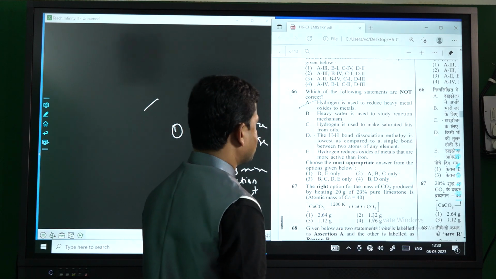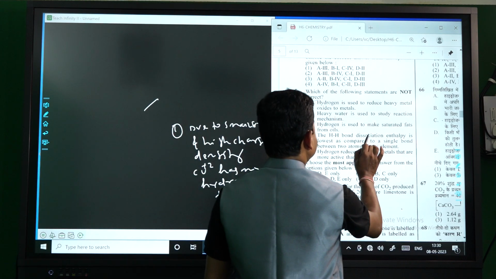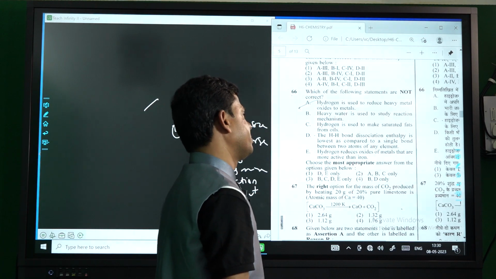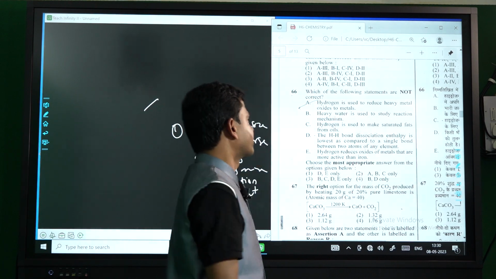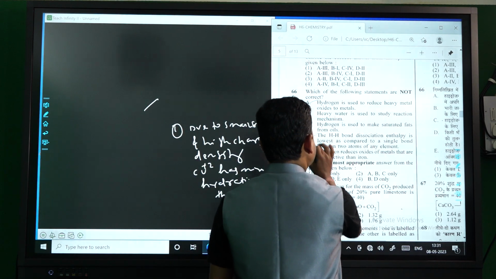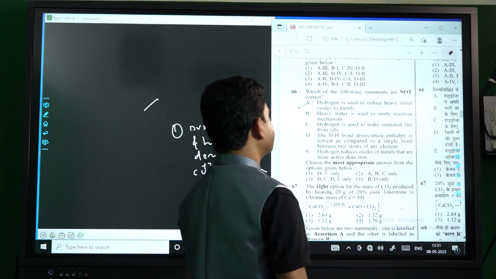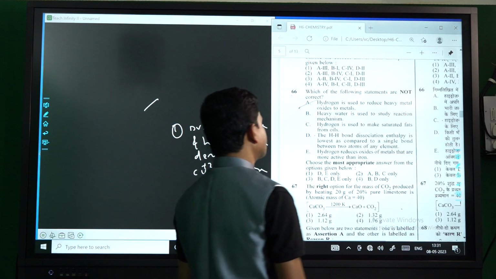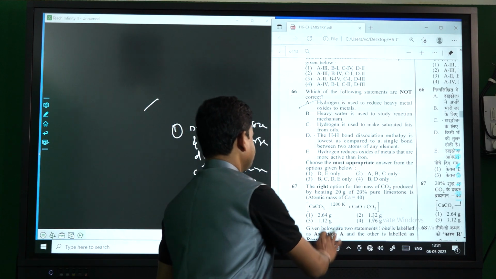That line is correct. Hydrogen bond dissociation enthalpy is lowest as compared to a single bond between two atoms of anything. That statement is completely incorrect. And hydrogen reduces oxides of metals that are less active than iron, not more active. So in my opinion, D and E are incorrect. So option 1 is correct.